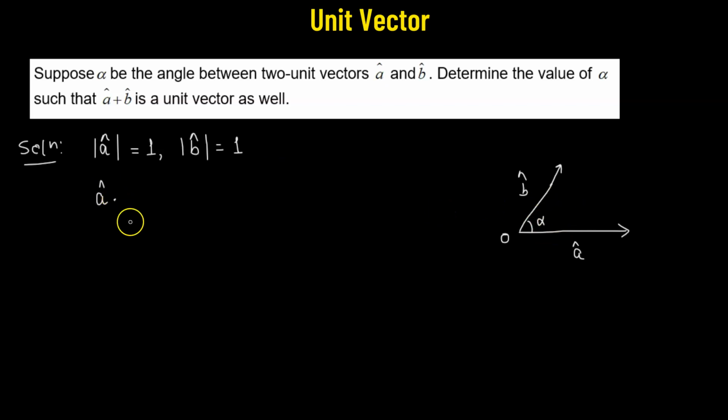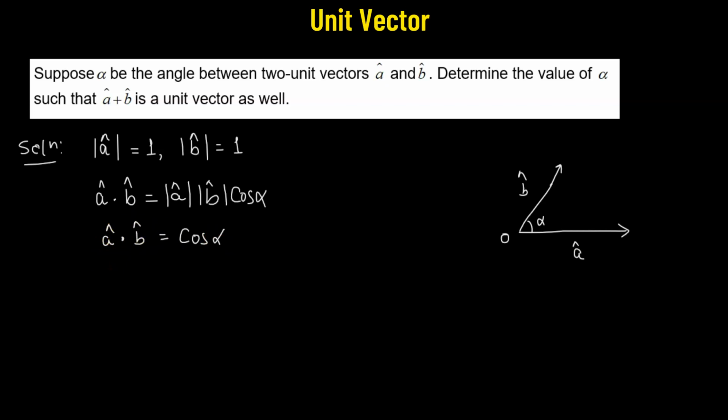Now if we find the scalar dot product between the unit vectors a cap and b cap, then that should give us the magnitude of a cap times the magnitude of b cap times the cosine of the angle between them. Now, since the magnitude of a and b is 1, we are left with cosine of alpha. So this is going to be the value of the dot product between a and b.